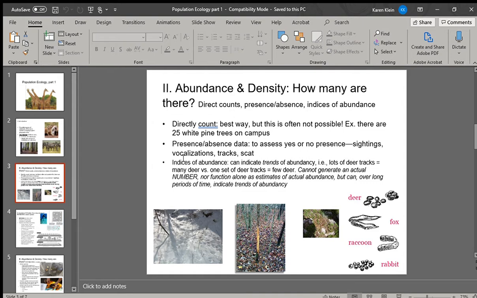Now, that leads me to an important note here, and that is that you can use what we refer to here as indices of abundance, this presence absence data.